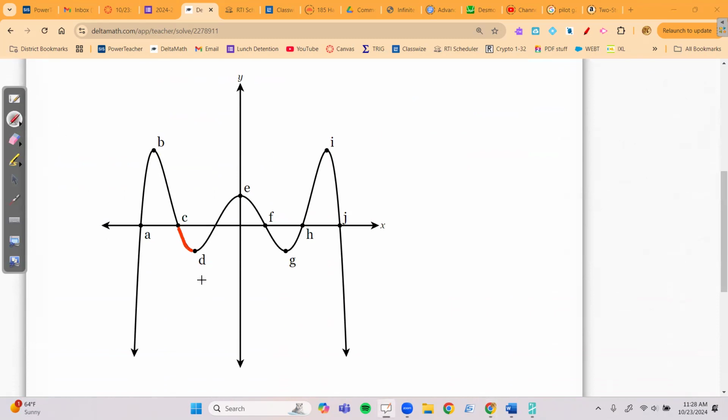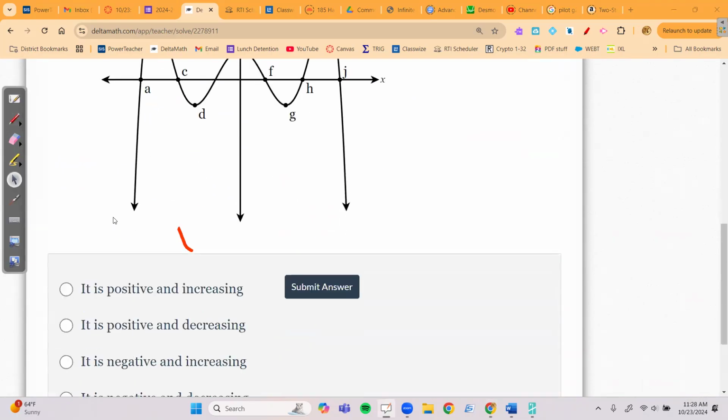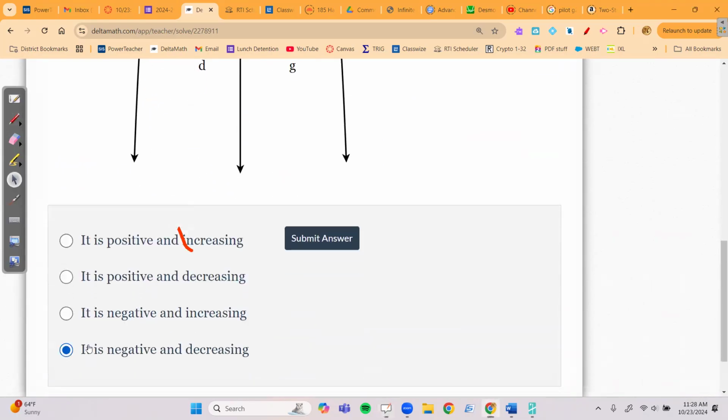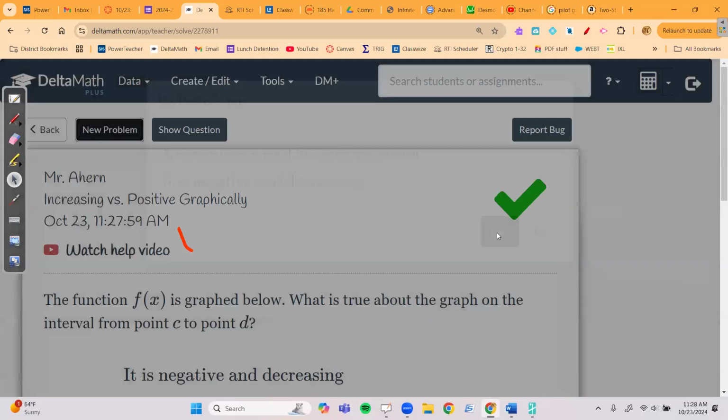Could you guys use 2 words to describe that interval for me? Cody, what you got? It's negative because it's below and it's decreasing because it goes downhill. So I'm simply going to look for negative and decreasing, and there it is. It's negative and it's decreasing.